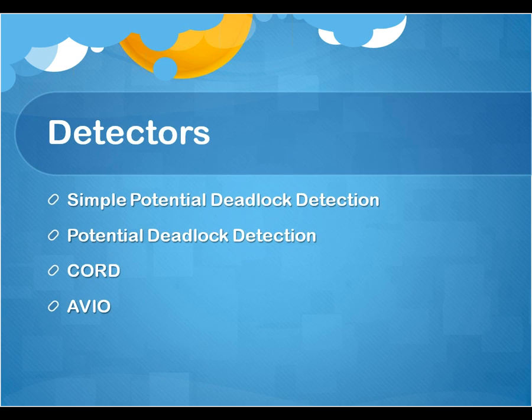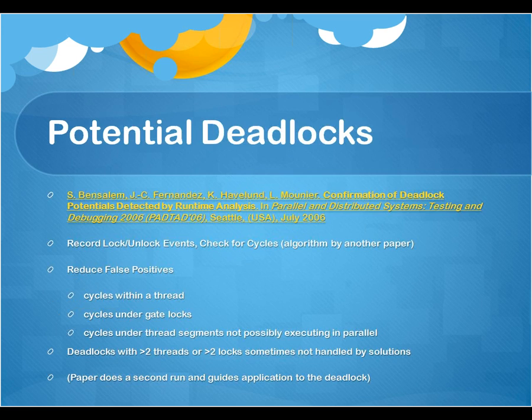So the research that I followed on with was how to write a better potential deadlock detection plugin, and then 2 different frameworks for doing data race and atomicity detectors. So this one, here's a paper that I got most of this from.